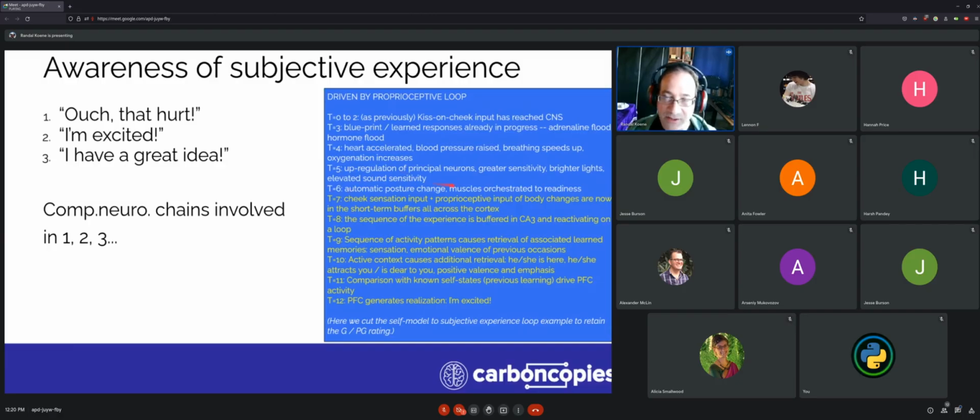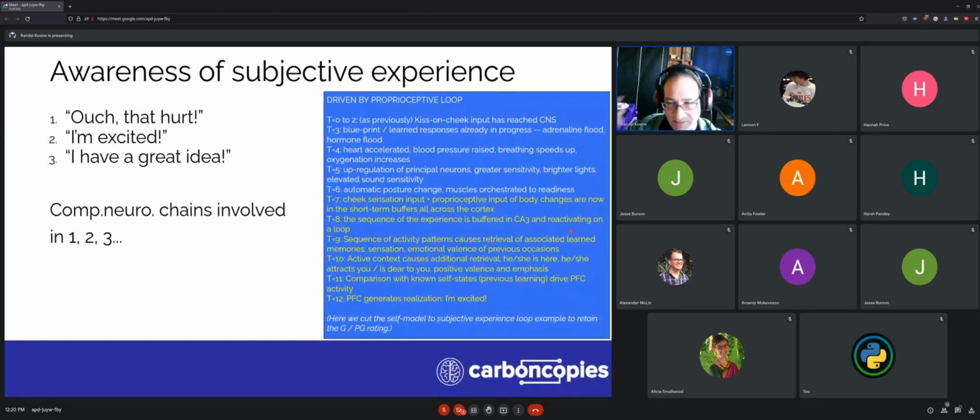Automatic posture change and muscles that are orchestrated for readiness. Then in time point 7, the cheek sensation input, so this external thing, plus all that proprioceptive input, again, from your own body, they're in the short-term memory buffers and available to you. And they come from all kinds of different places in the cortex. The sequence of the experience is buffered in CA3, and it keeps on reactivating in a loop. So you're going through this loop in your working memory.